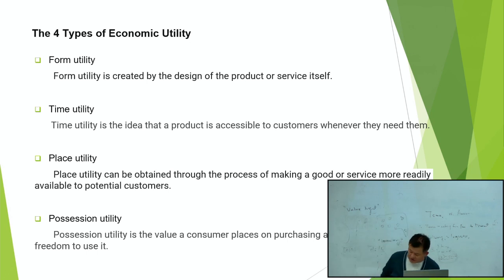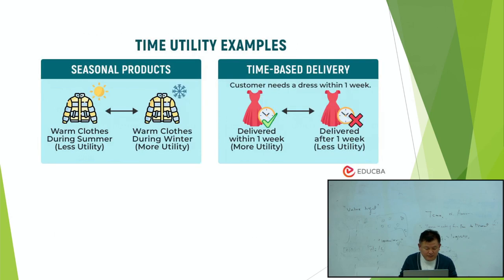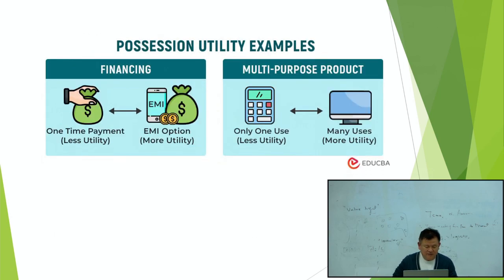And the last one is possession utility. Possession utility is the value consumers place on purchasing a product and having the freedom to use it. It means I can purchase a product and then use it very freely. This one, possession utility example.